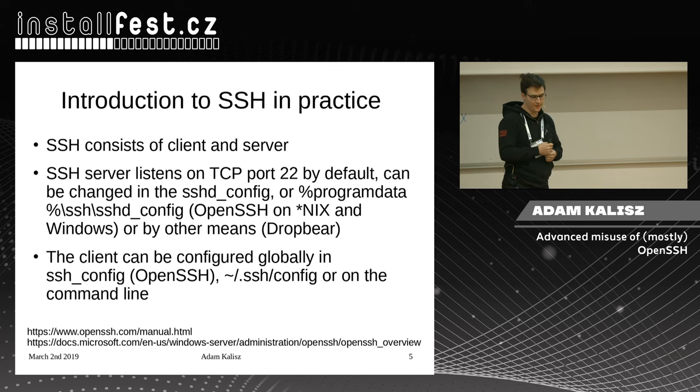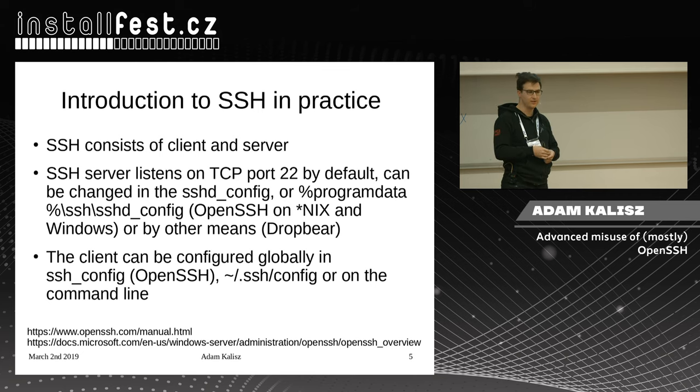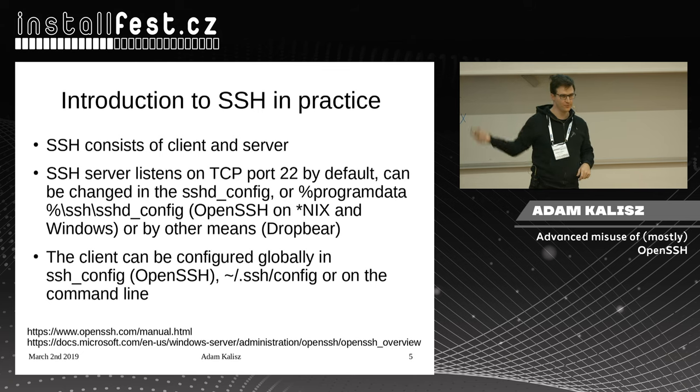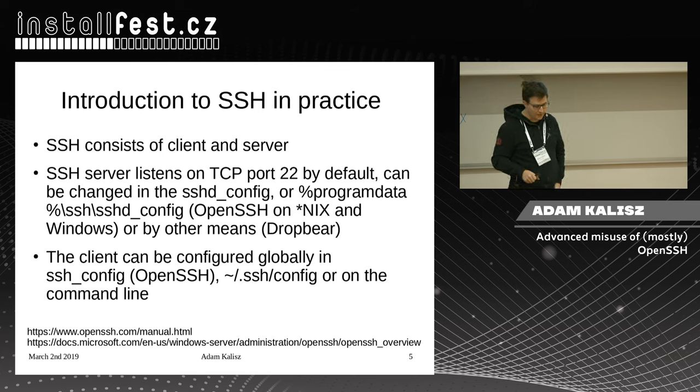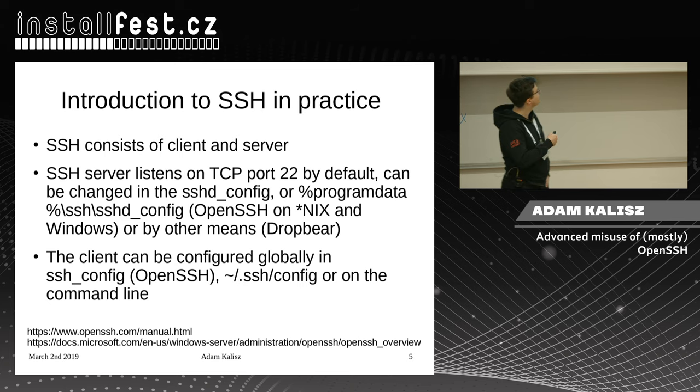Okay. The client can be configured globally in SSH config in the obvious location, /etc/ssh/ssh_config, or for each user in the home directory. This is also present on Windows, of course, in the home directory now. Or you can specify those options on the command line. There are more resources on the slide.